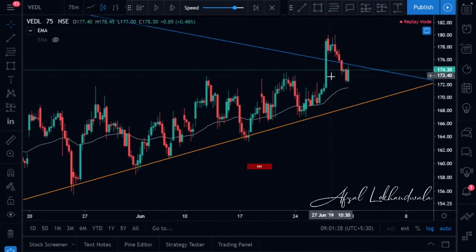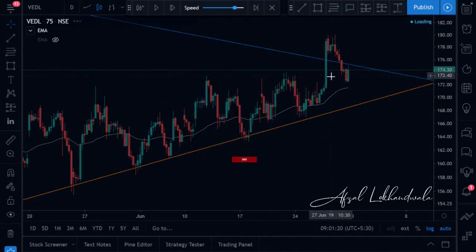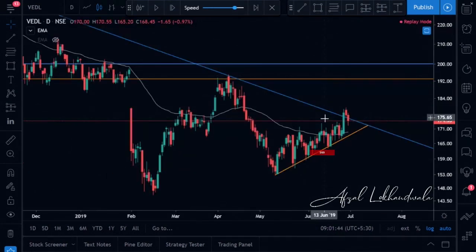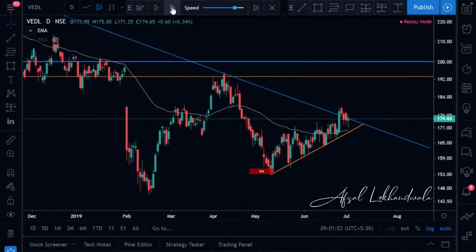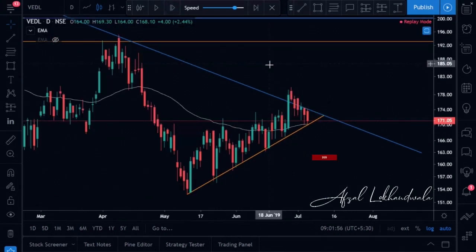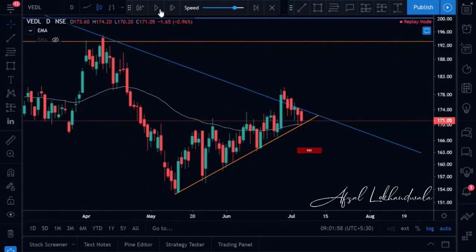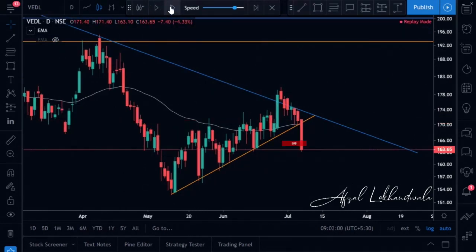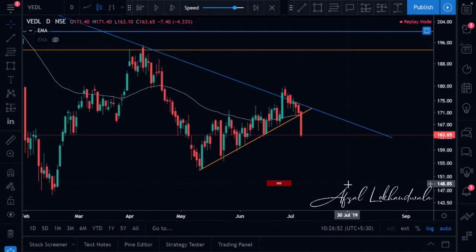Let us go back to the daily. Now let us fast forward the chart. We are waiting for a break of the trend line. Let us see if we get it. Here you go. So now we see that the price has broken the trend line.